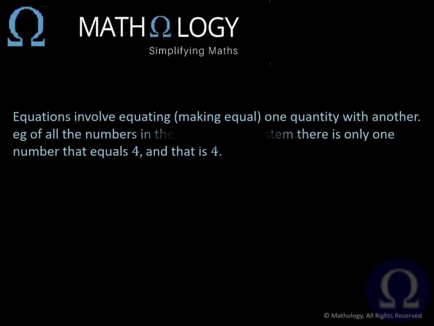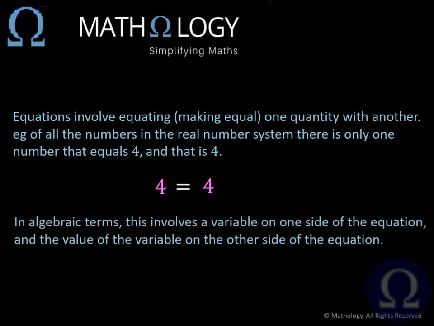Equations involve equating, or making equal, one quantity with another. For example, of all the numbers in the real number system, there is only one number that equals 4, and that number is 4. In algebraic terms, this involves a variable on one side of the equation, and the value of that variable on the other side.